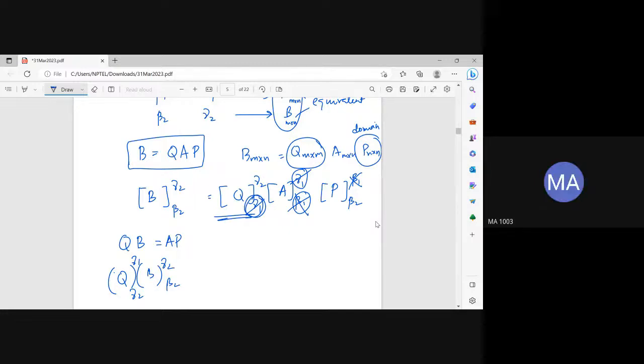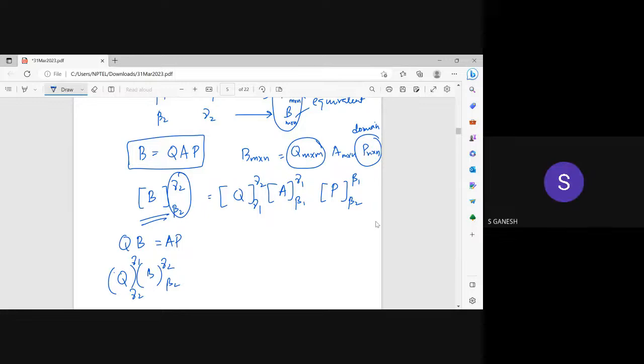No, see, what do you want? Based on that only you are writing down this. You're not writing this randomly. But those gamma 1 and gamma 2 are the codomain basis, right? They have the same order. So if I change the basis order, I will get another matrix Q. Yeah, a different matrix you will get. The order will change, because B is a matrix which takes beta 2 to gamma 2.